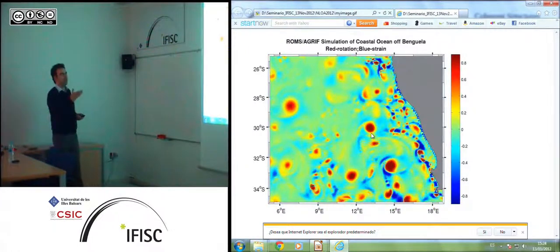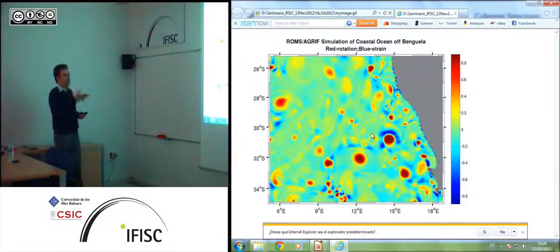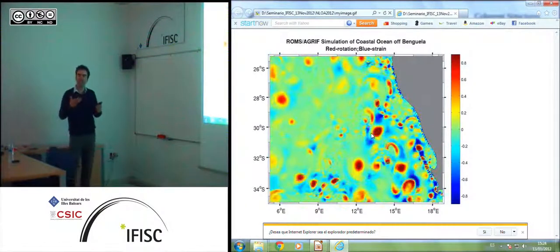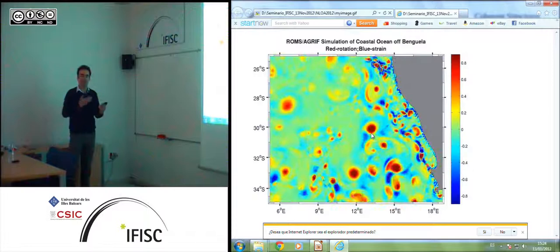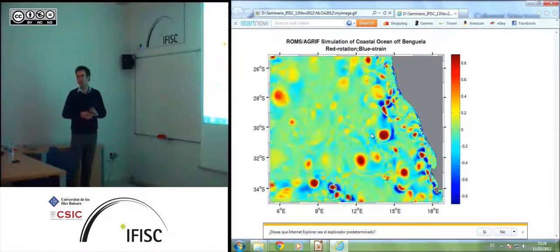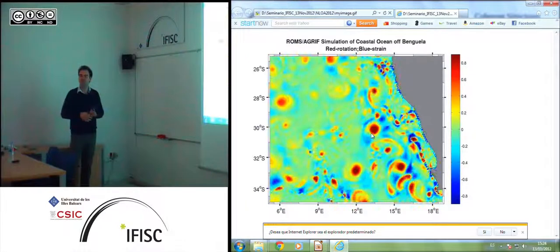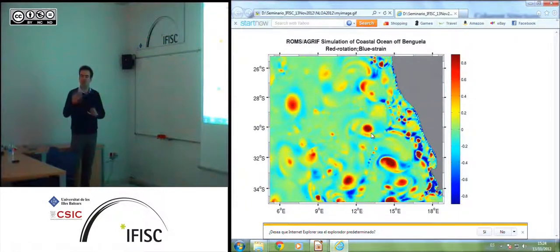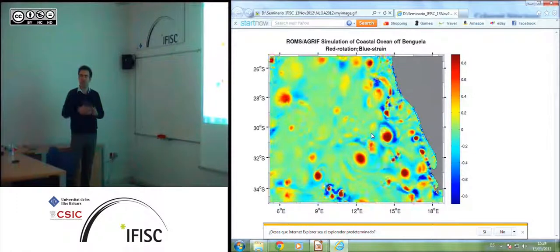But of course, most of the work is done by looking at Eulerian variables. This Lagrangian perspective in terms of coherent structures is a recent field. So we are still working towards answering those kinds of questions in terms of Lagrangian structures.